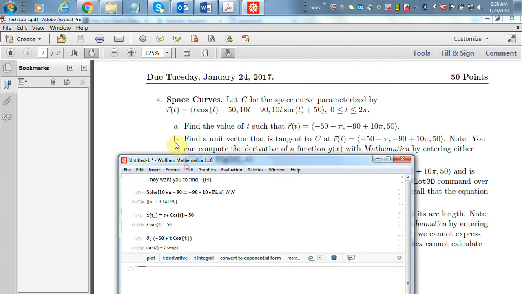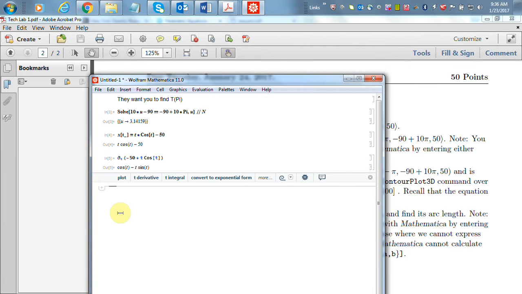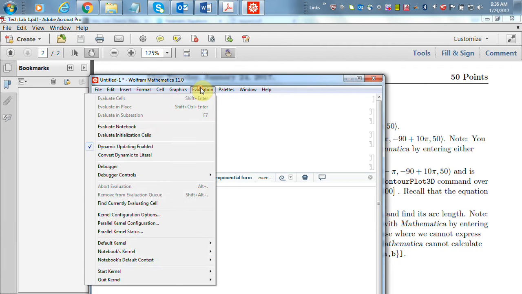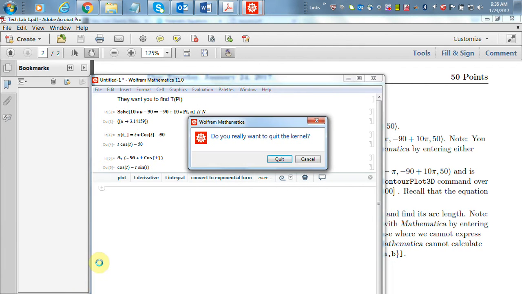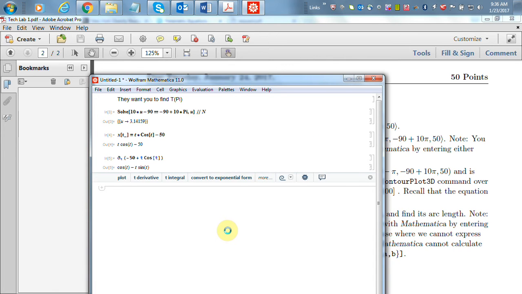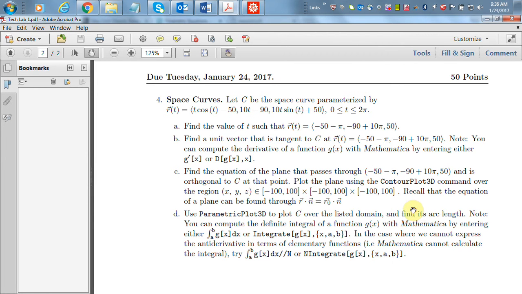Now, some of you did this on Mathematica, putting in pi for t, like you might have set t equal to pi. If you did that, you'll need to go to Evaluation and Quit Kernel. It's kind of like a restart. It keeps your sheet the way it was, but it allows you to restart and clears the value of t. You should do that so that you're able to do these contour plots and all this stuff later.